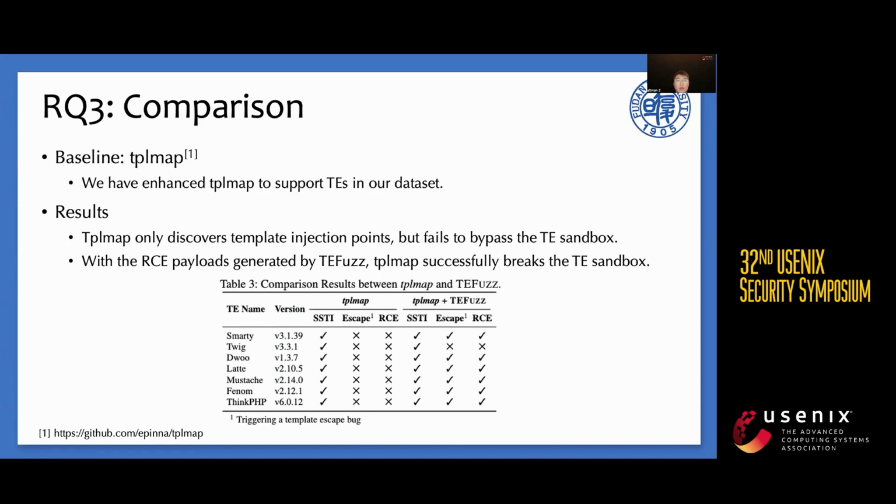To our knowledge, TEFuzz is the first tool to detect and exploit template escape bugs, but we noticed an SSTI scanner named TPLmap, which claims to be capable of bypassing the TE sandbox. Thus, we conduct a comparison experiment between TPLmap and TEFuzz. Our experiment seeks to answer 2 questions. Can TPLmap discover template escape bugs? Can TEFuzz help TPLmap to discover exploitable SSTI vulnerabilities?